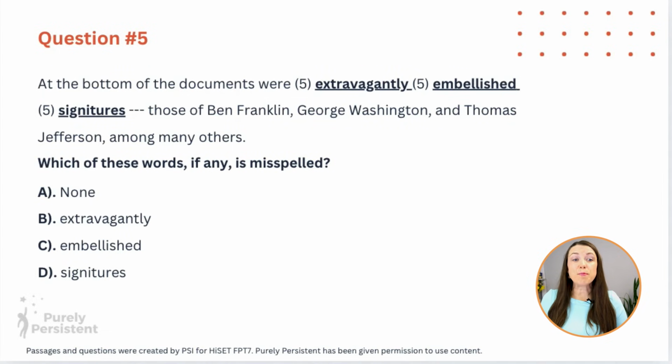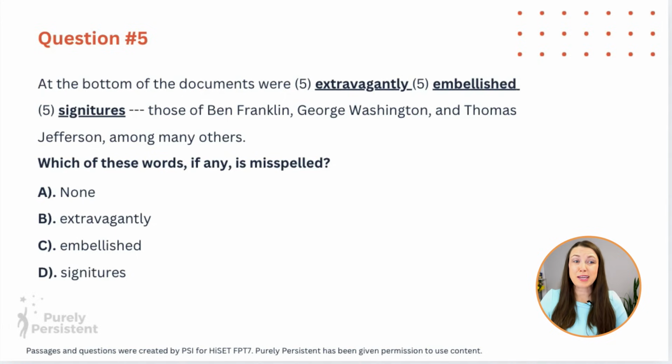Question 5. At the bottom of the documents were extravagantly embellished signatures, those of Ben Franklin, George Washington, and Thomas Jefferson, among many others. Okay, so which of these words, if any, is misspelled? I really like when they have several words together and I kind of have to look at, okay, here's how it's spelled, here's how it's not spelled. Actually, a lot of times the way it's written on a test now is it has, here's the word misspelled and here's the word spelled correctly, and you have to sort of choose. And I kind of like that better than just choosing which one. With this, just do your best, go through each word.